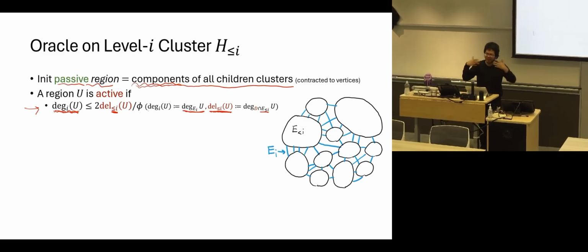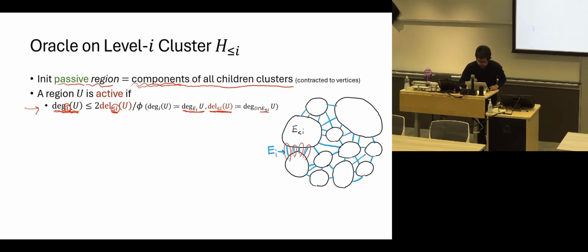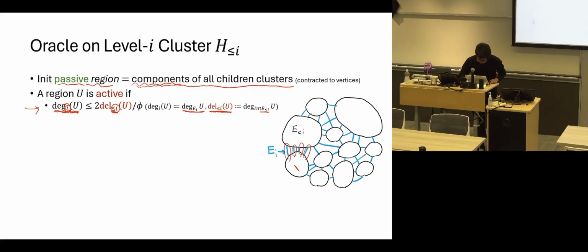The intuition is still the same. If you are incident to a lot of deletions, you should be active. But this is a subtle point. Degree only counts the blue edges. Deletion also counts the deleted edges within the component? Yeah, degree only counts the blue edges, exactly. And the deletion can be within the component. Exactly. For the deletion, you count the edges within the component here too. Good.